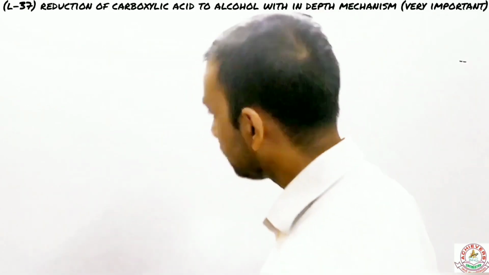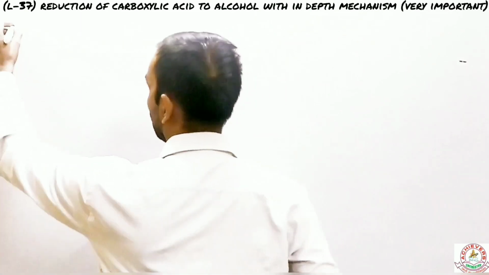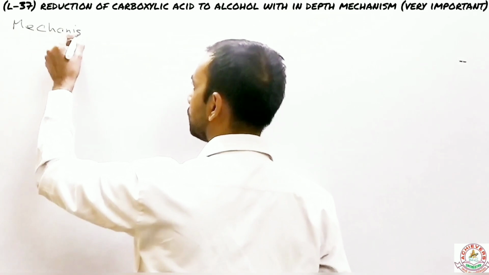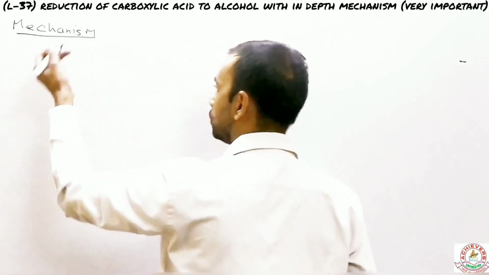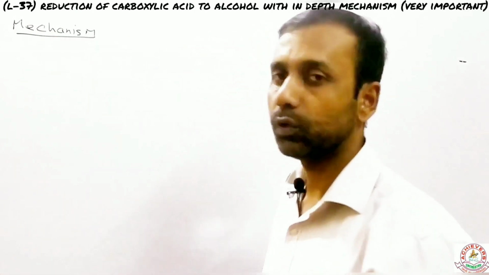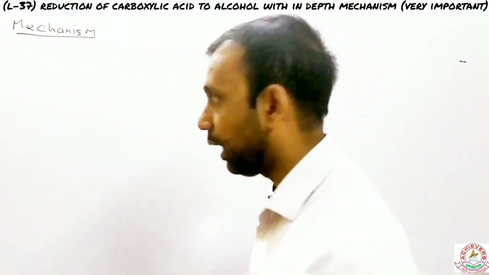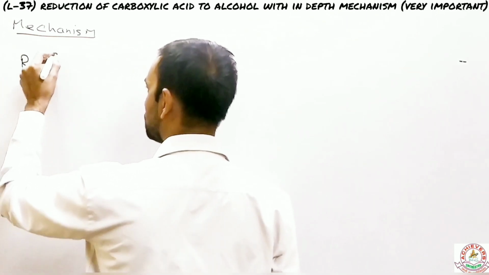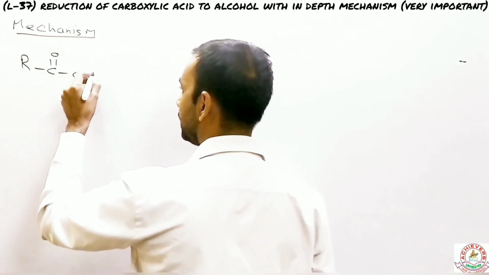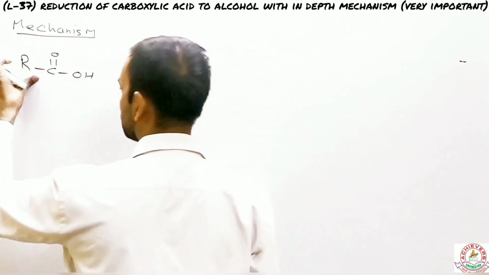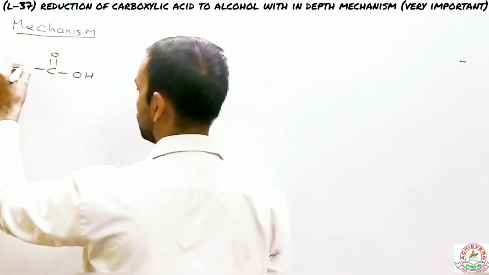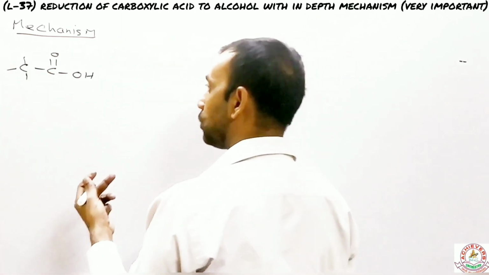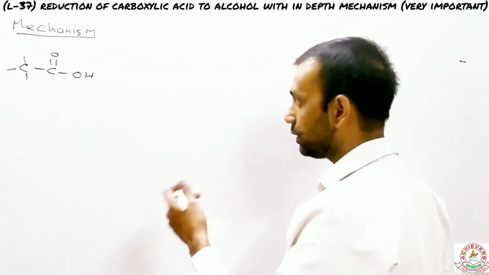We have this topic and it's called mechanism. Let me write a little bit. Mechanism. We are going to convert the carboxylic acid back into alcohol. Let's take a carboxylic acid here. In case you want to take a specific one, suppose you take ethanoic acid. So we are going back to the alcohol actually. Let's see how this happens.